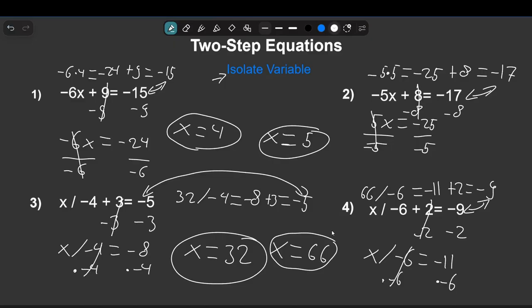So this was basically the video, guys, on how to solve two-step equations with negatives in them using my method where we isolate the variable step by step till we get to our final answer.